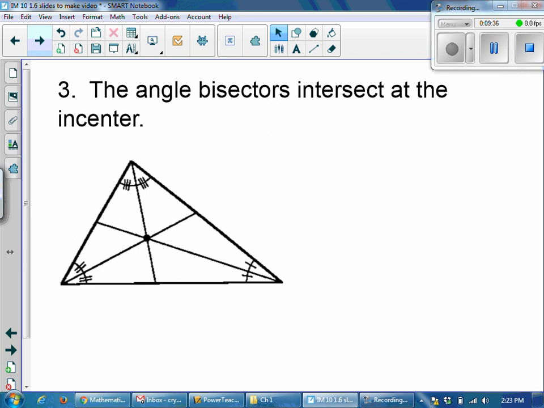The next center is created by the angle bisectors, and it's called the incenter. So this point right here, we'll call it K. It's the incenter. I know that these are angle bisectors because my marks are showing that all three of the angles have been bisected. So we just want to know that vocabulary word, that the angle bisectors intersect at the incenter.